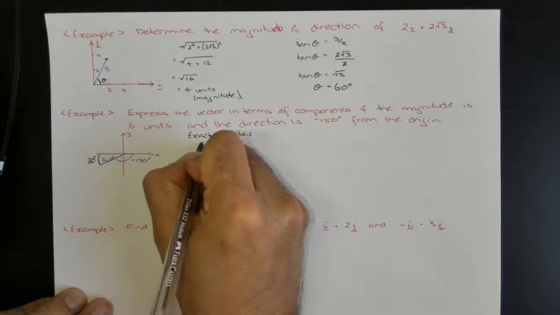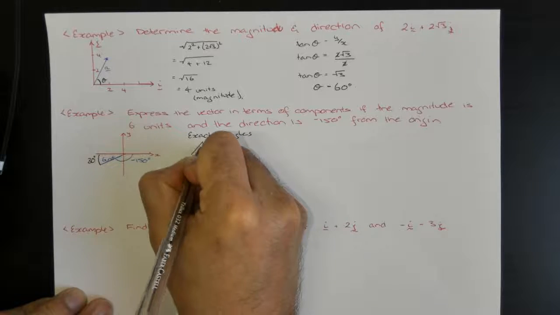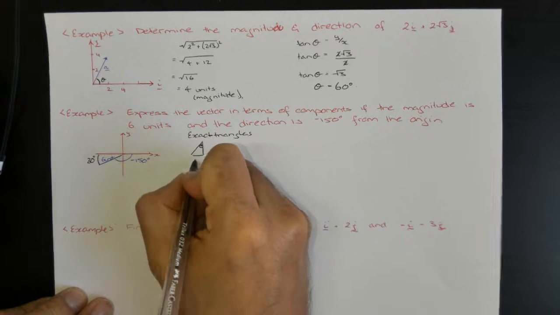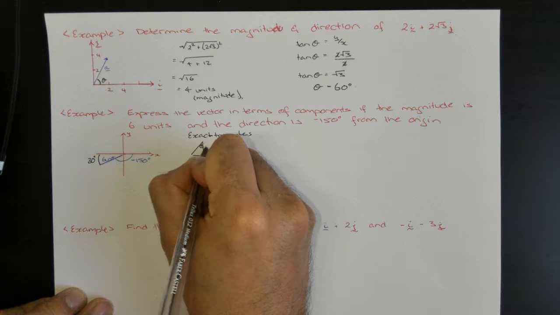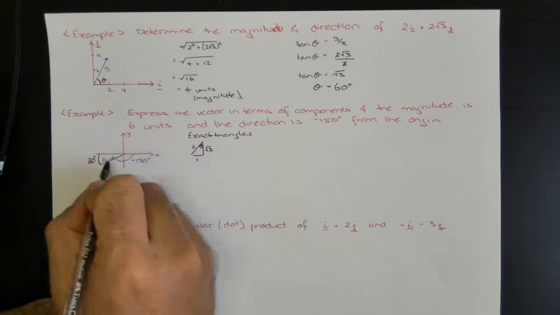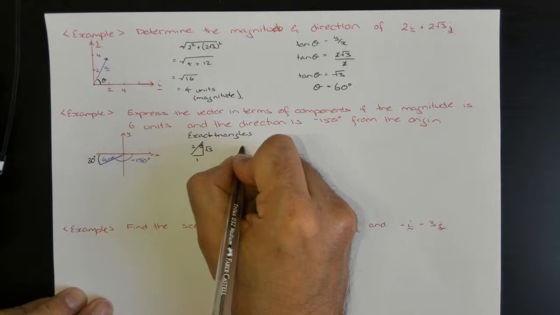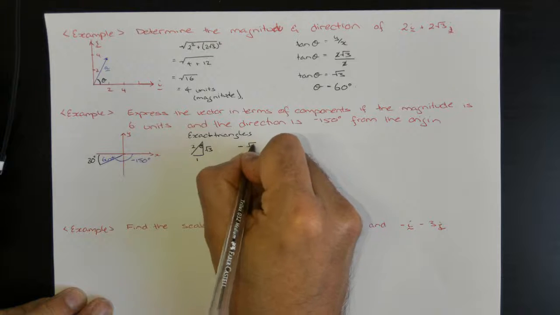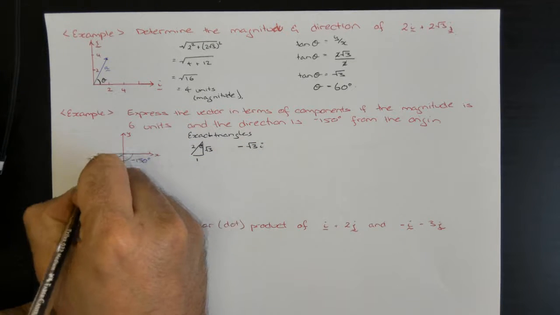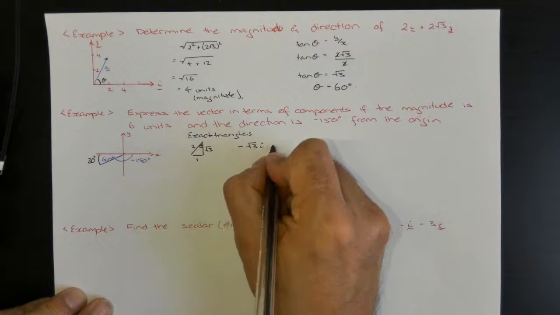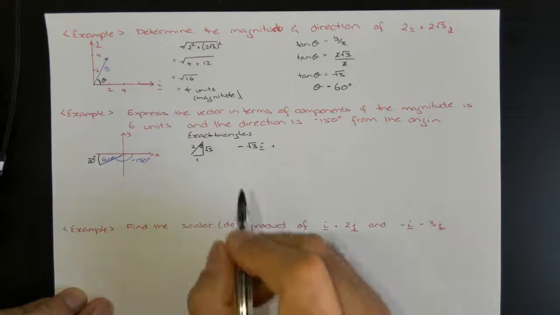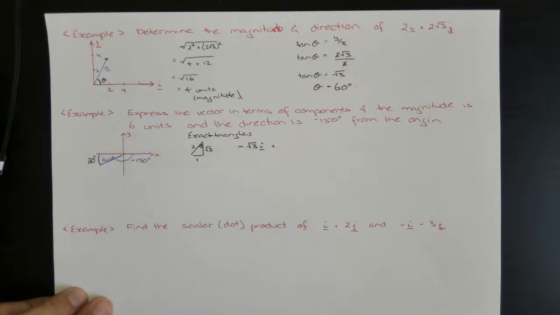right, we're going to have, that's your 30 degrees. Yeah, so we're going to have it going in negative root 3 in the i direction, and it's going to go 1 unit down in the j direction.